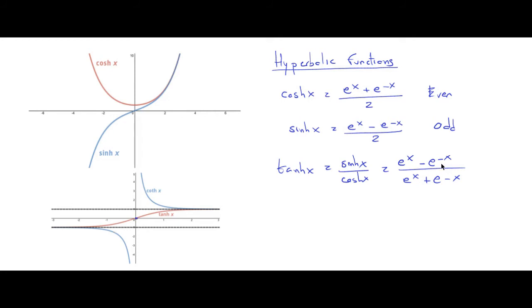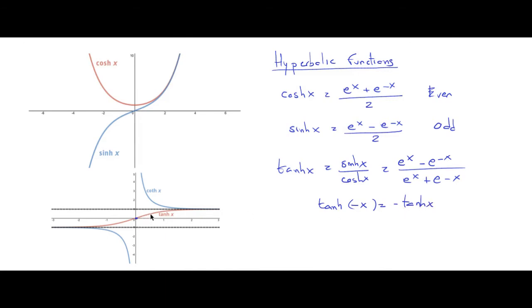It's also an odd function. Okay, so it's easy to see if you substitute minus x: the hyperbolic tangent of minus x is minus the hyperbolic tangent of x. It's easy to see.